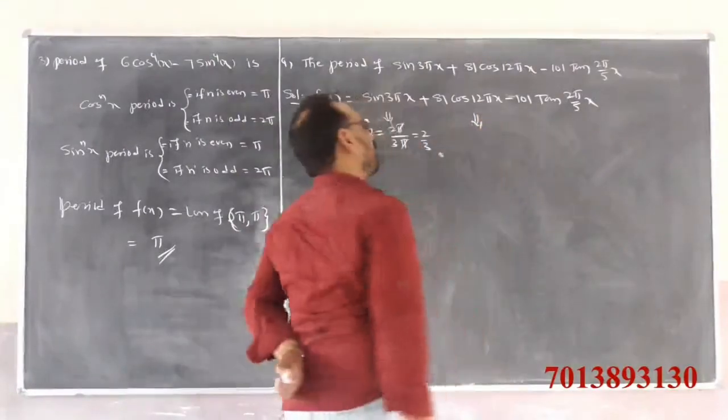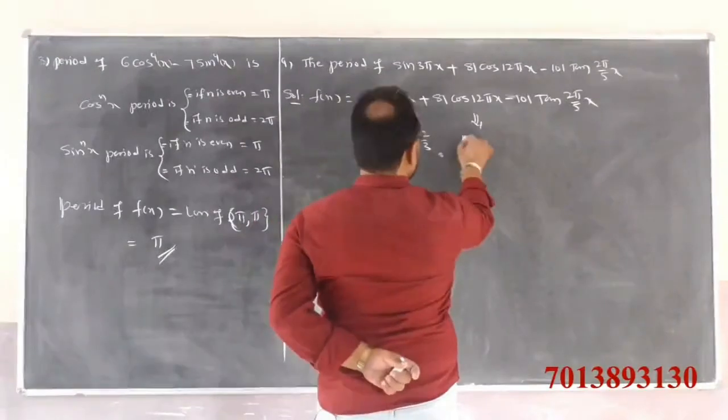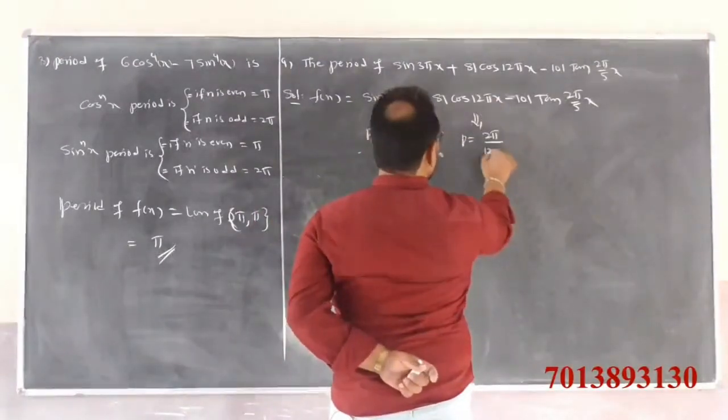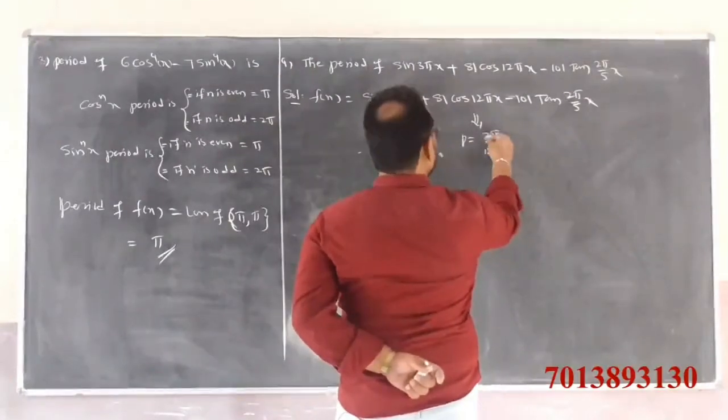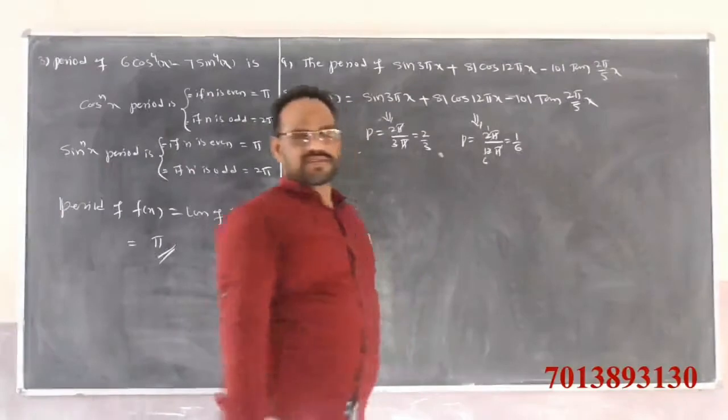81 cos 12 pi x. This one also, for cos ax, the period is clearly 2 pi by mod a. Mod a means we get 12 pi. Pi and pi get cancelled, 2 ones are 2, 6 twos are 12. We get the period as 1 by 6 here.